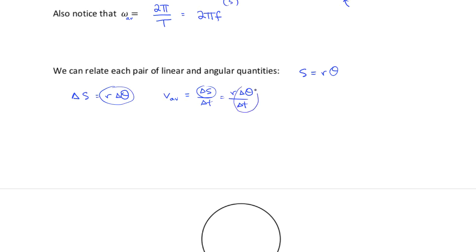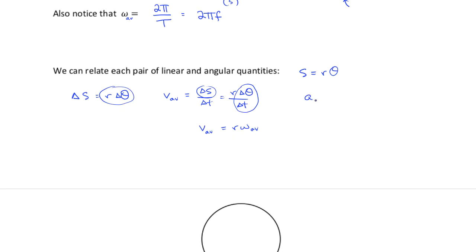Now this is our definition for omega, or in this case average angular velocity. And I'm working with the averages, but the same would hold true for the instantaneous velocities. So that means that the average linear velocity is equal to r times the average angular velocity.